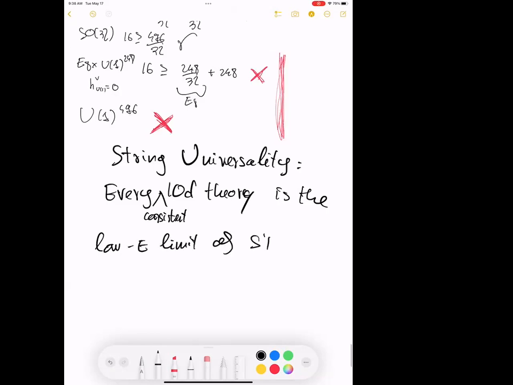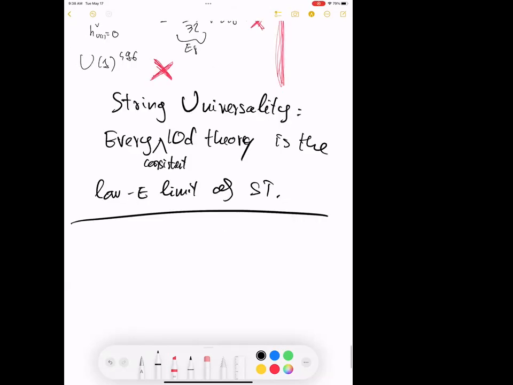of string theory. So for 4 dimensions, we can still ask whether string theory is the only quantum theory of gravity. But in 10 dimensions, we don't. Every quantum theory of gravity looks at low energies like a string theory. So that marks the end of the lecture for today.